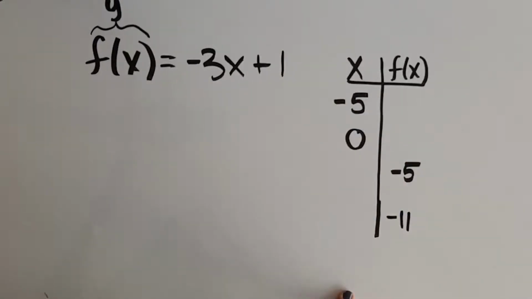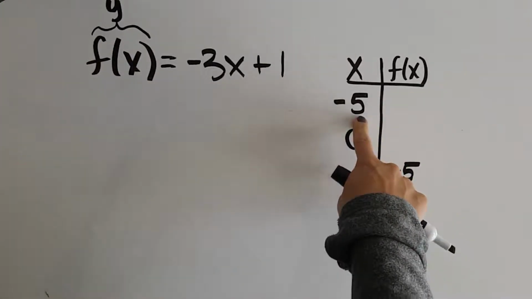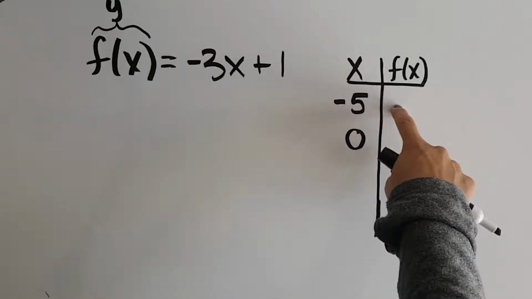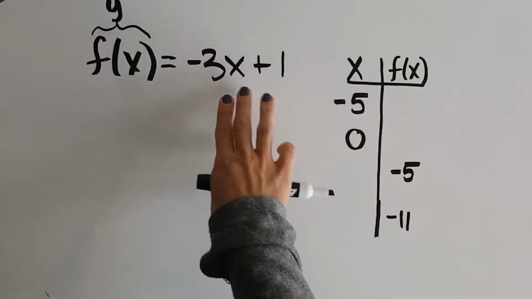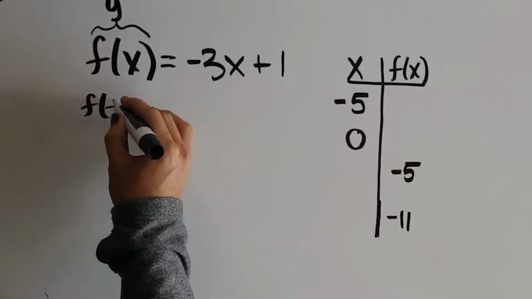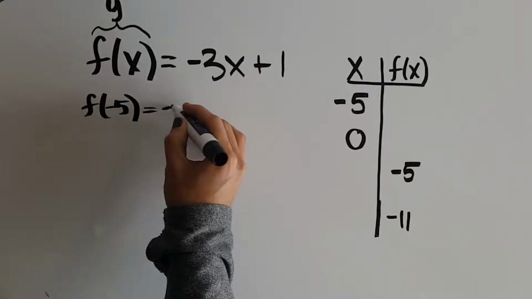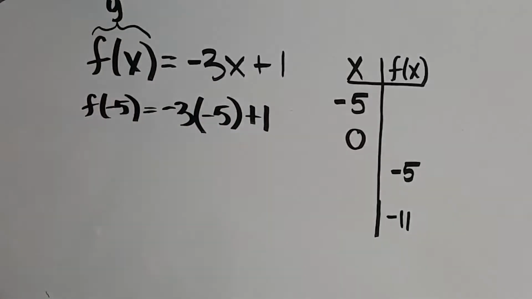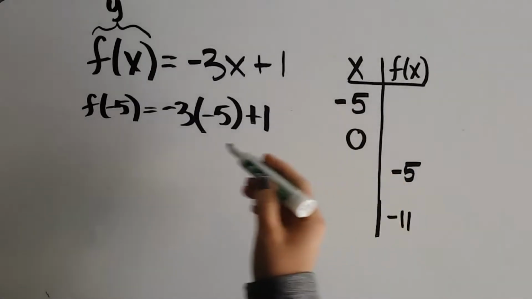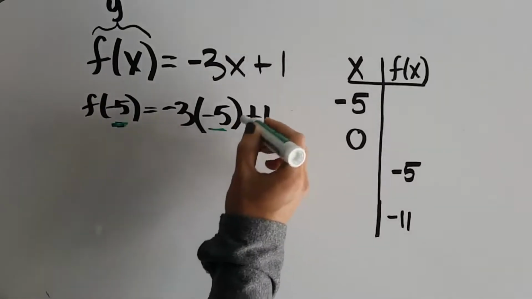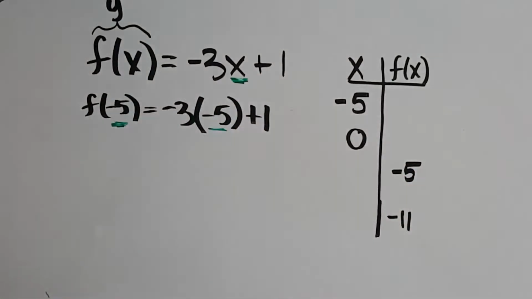So if we look at our table, to fill in this entry, they gave us an input of negative 5. So to figure out what output goes with that, well, we can just put negative 5 in for x. So we're substituting it in. So f of negative 5 would be equal to negative 3 times negative 5 plus 1. So this shows us that our input of negative 5 was substituted in our equation, or our function, where we used to see an x value.